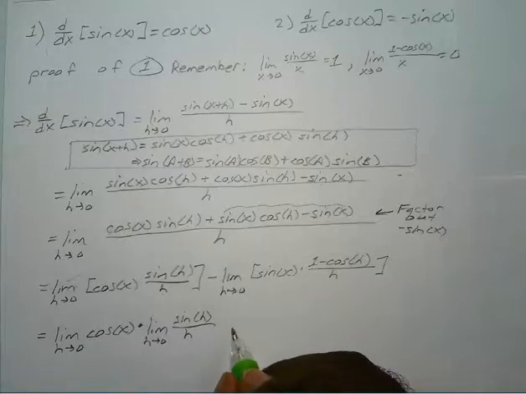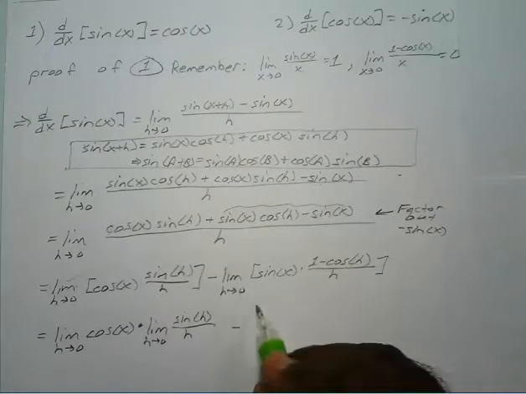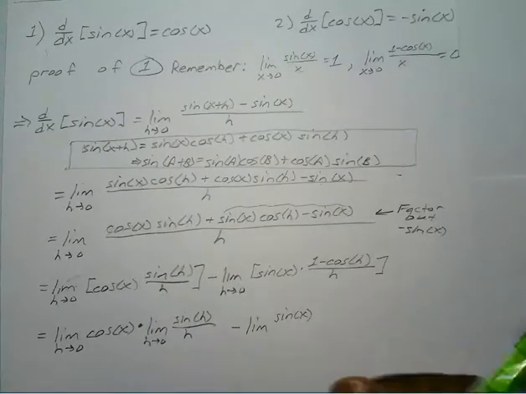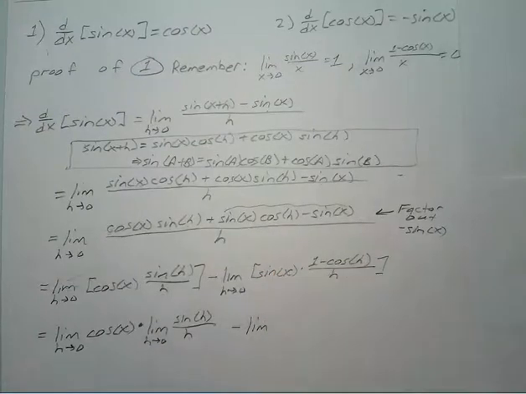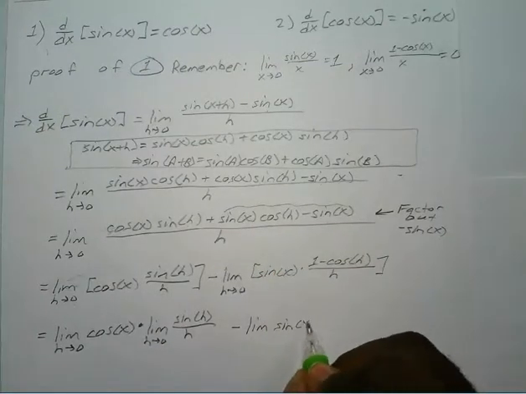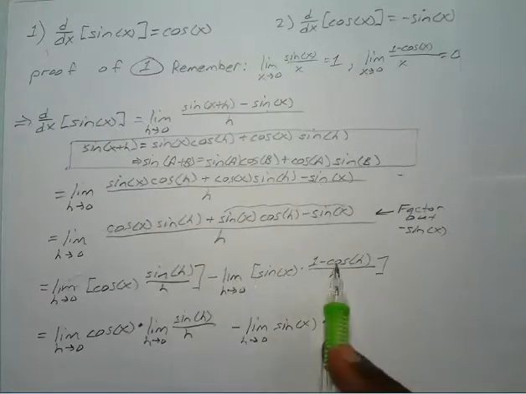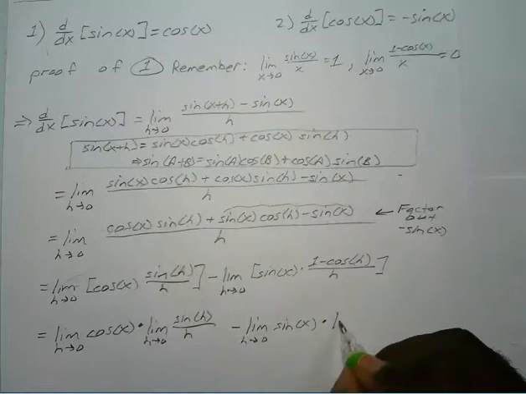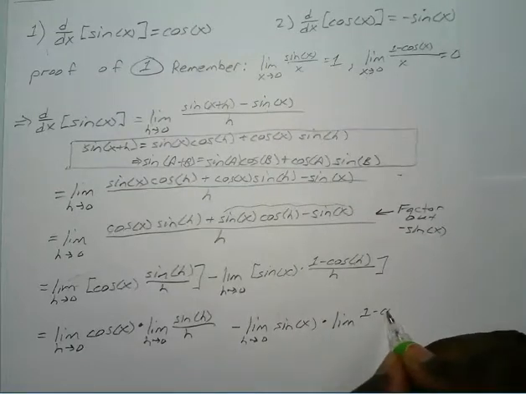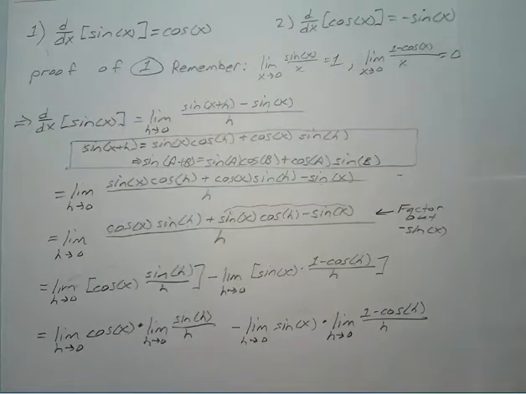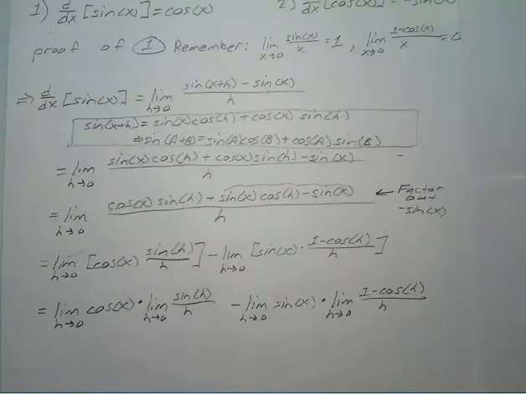Okay, minus the limit of sine of x as h approaches 0, times the limit of 1 minus cosine of h over h, as h approaches 0. Okay, so now we have everything set up that we need.